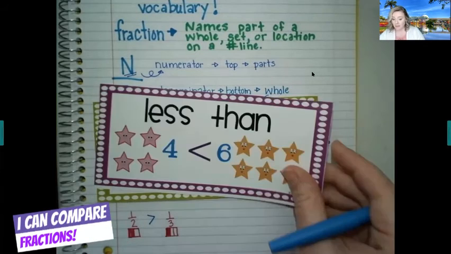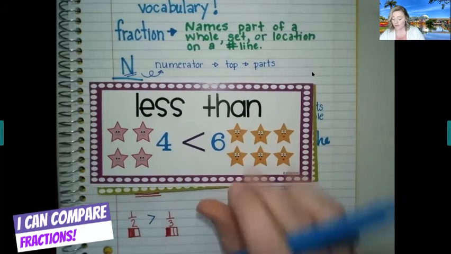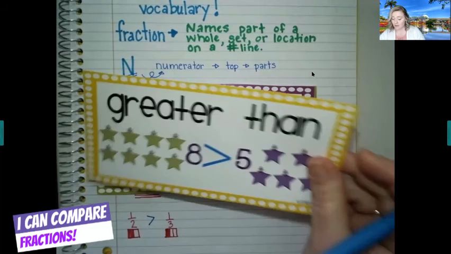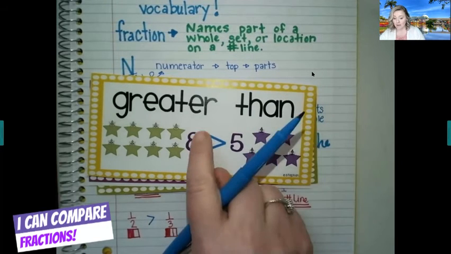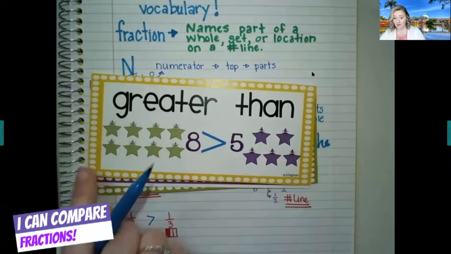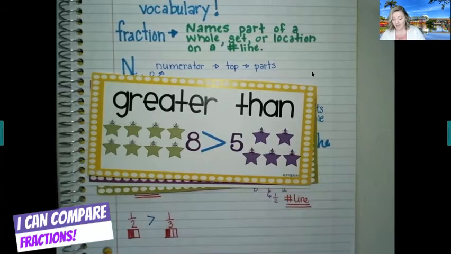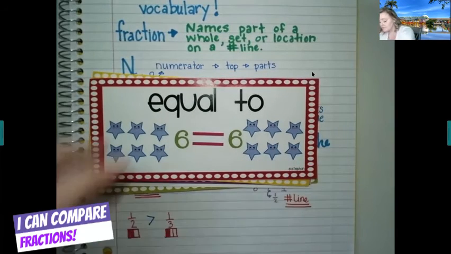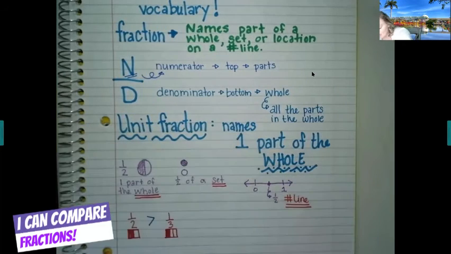And so we'll use these symbols. We'll have a less than symbol. We read it with the point this way. We say less than. And if it is greater than, then the open mouth is what you see first when we read from left to right, greater than. And then there are times where fractions or numbers are equal to each other, and so then we just use the equal sign. So if we're comparing our unit fractions, we'll use our greater than, less than, or equal to signs, and that will help us.